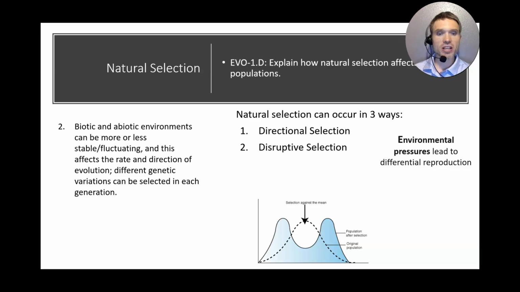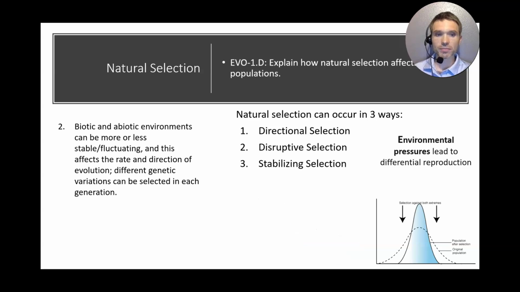However, birds in the middle can't compete with the small beaked birds for the small food, and the birds in the middle can't compete with the large beaked birds for that food source. Therefore, the birds that have the middle sized beak are going to be selected against and will be eliminated from the population. So this is what we call disruptive selection. This will actually lead to two different species, and we'll discuss that concept later in this unit.